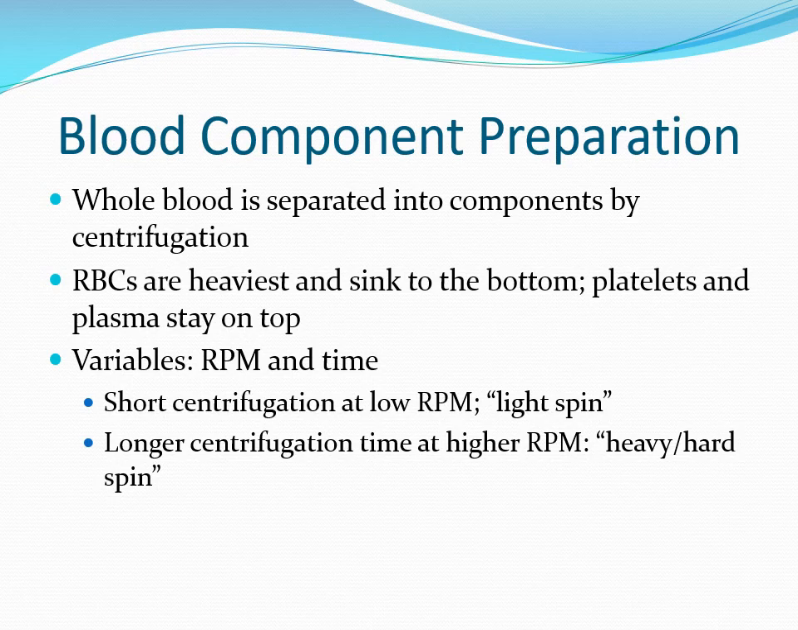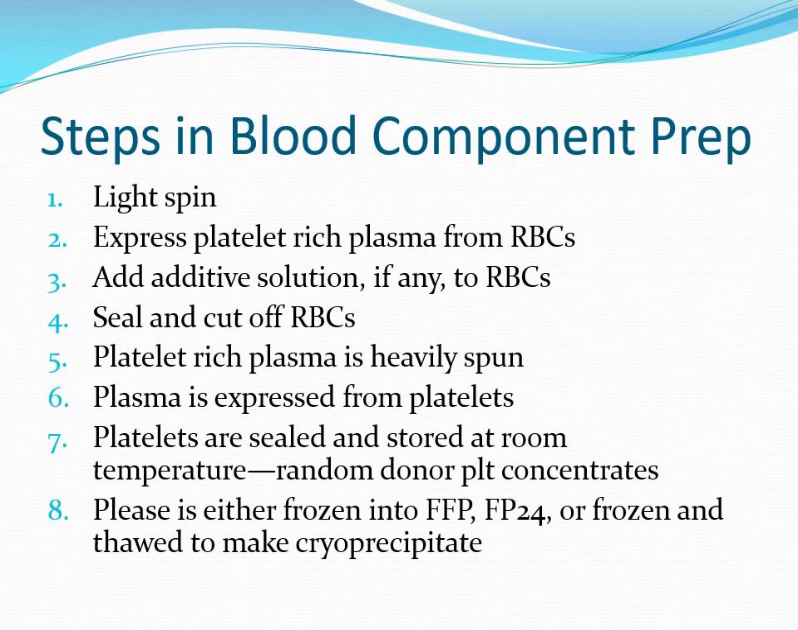We have short centrifugation at low RPMs. We call those light spins. And then we also have longer centrifugations at higher RPMs, and these are heavy or hard spins. So some steps in the blood component preparation. We basically come into the facility with a bag of whole blood, so all your pieces and components are all there in one bag.